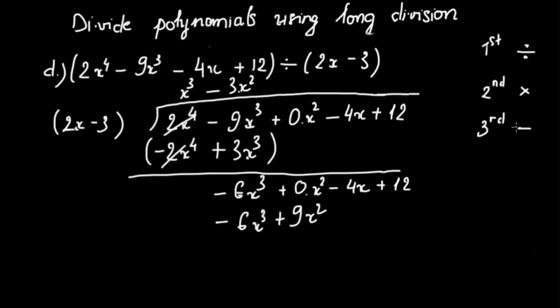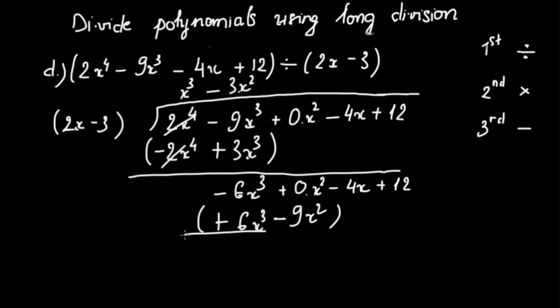Now, the last step is subtraction. We'll put the minus sign here. Now you need to change the sign of all the terms inside the parentheses. From negative, you put it as positive. From positive, you change to negative right here. And then you eliminate this subtraction sign.